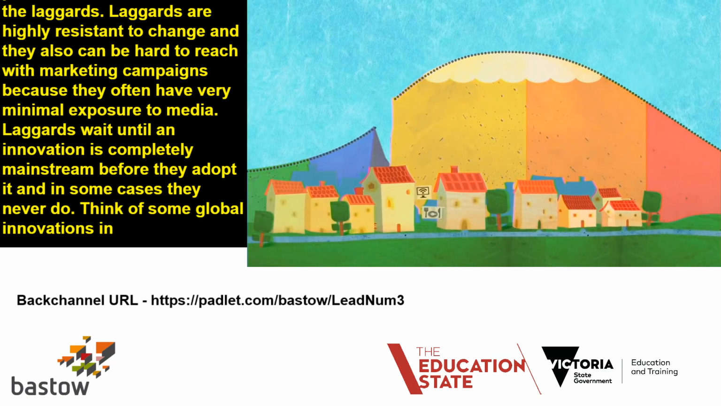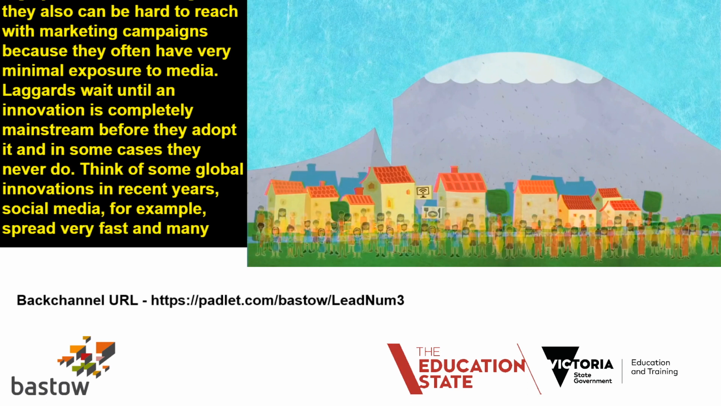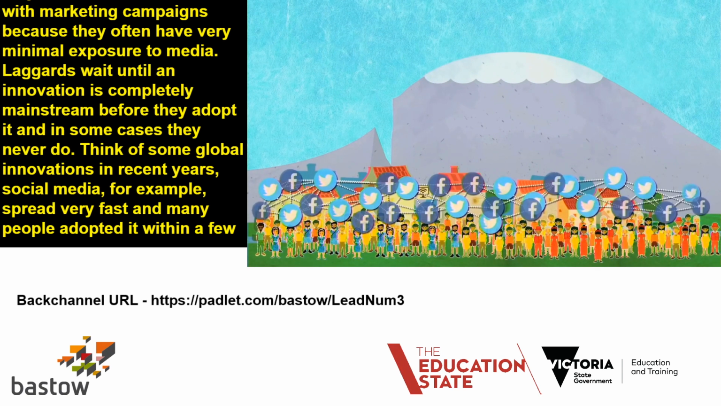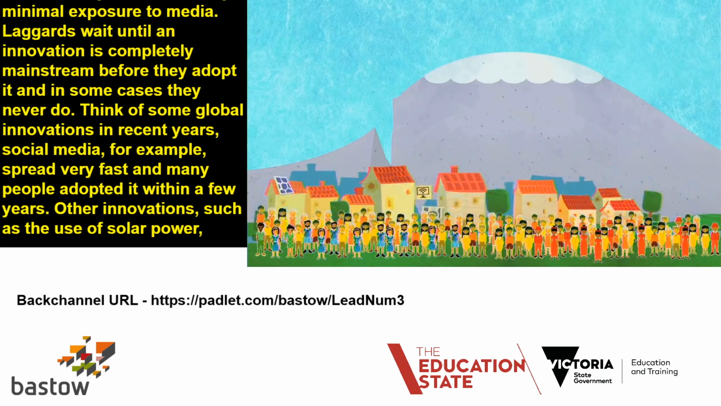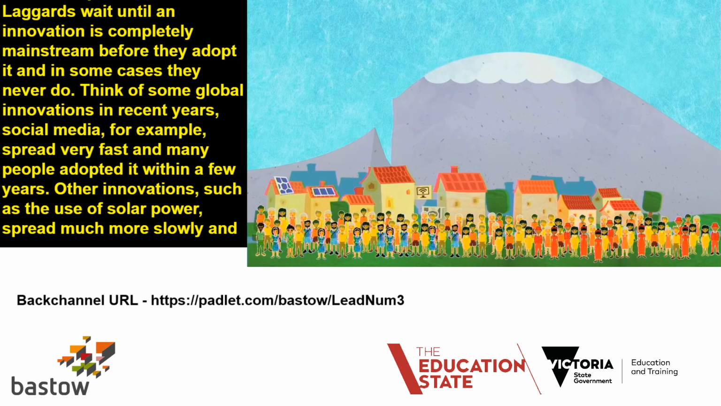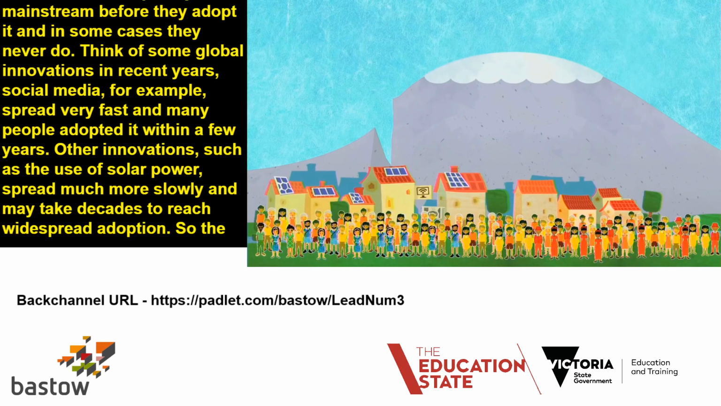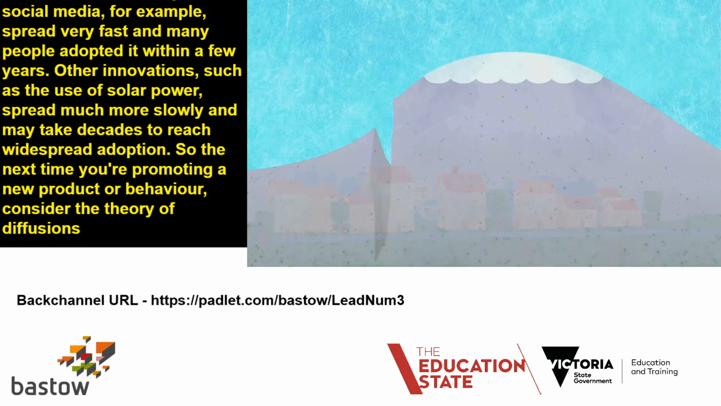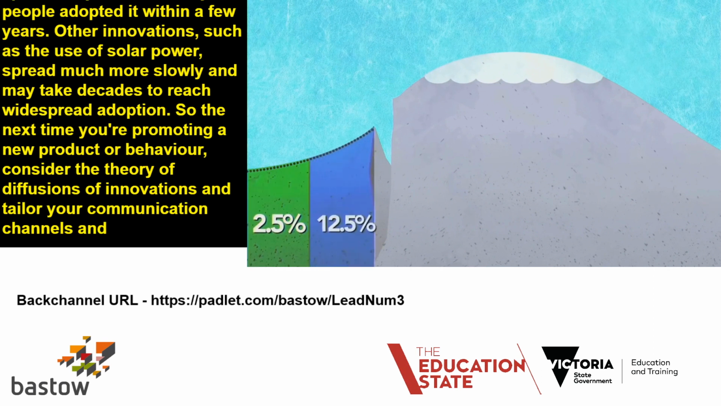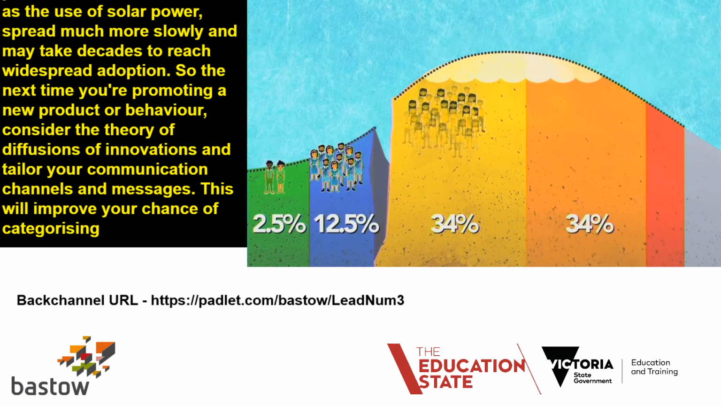Think of some global innovations in recent years. Social media, for example, spread very fast and many people adopted it within a few years. Other innovations, such as the use of solar power, spread much more slowly and may take decades to reach widespread adoption. So the next time you're promoting a new product or behavior, consider the theory of diffusion of innovations and tailor your communication channels and messages. This will improve your chance of catalyzing widespread adoption.